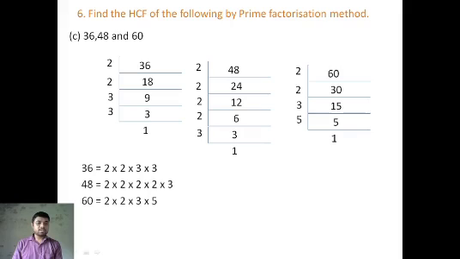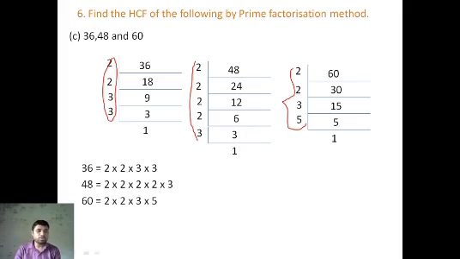So first, next write it here, the 36. As you learned the prime factors, look, 36 means the product of this. Next 48 means the product of this, and 60 means the product of this. Okay, so we have written. Now for HCF, we will find which is common.